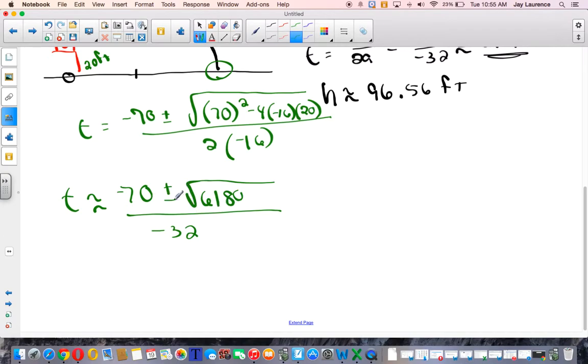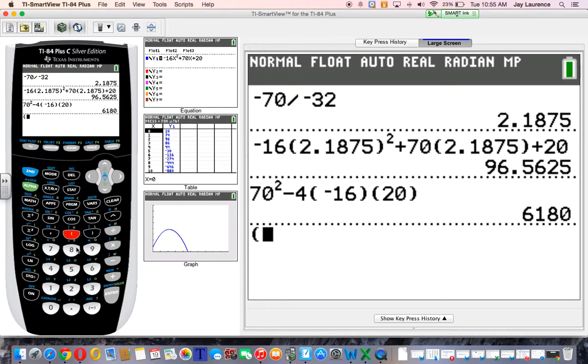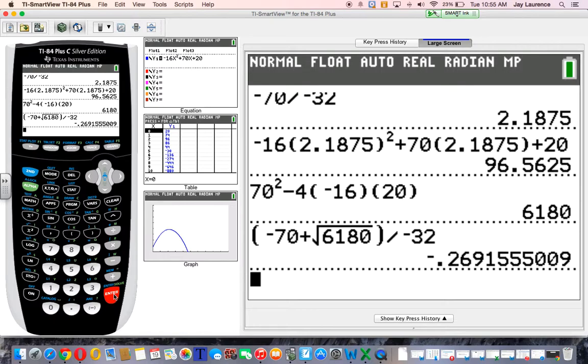Now, I don't care about the answer that's going to be negative. I only care about the answer that's going to be positive. But let me go ahead and go to my calculator here. I'm going to have the numerator be negative 70 plus the square root of 6180. Put that in parentheses and divide that by negative 32. That's the negative time. I don't care about that.